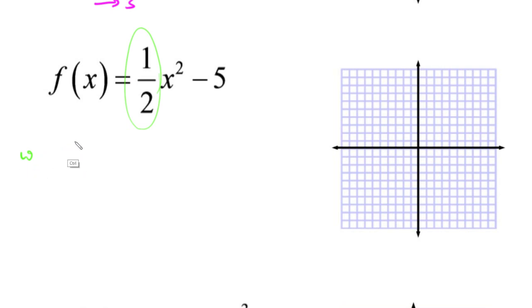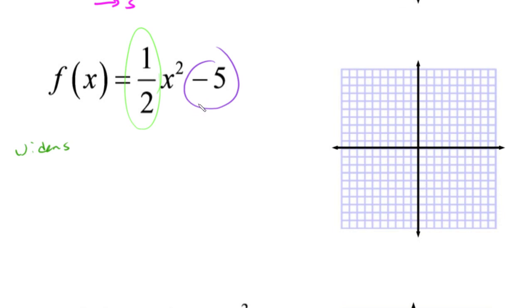And it's in this annoying to see color. So the technical term for this is like a vertical shrink by a factor of 2, but that's more complicated. The 1/2 will make the graph wider, right? That's what's really important here. And then what does this minus 5 do?